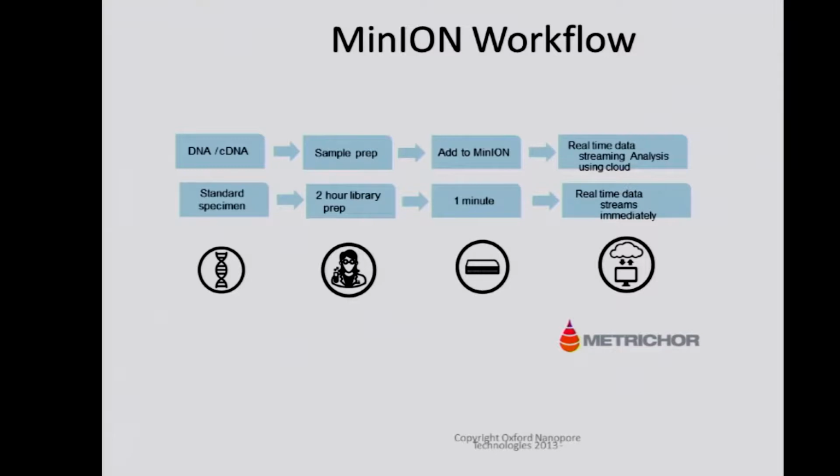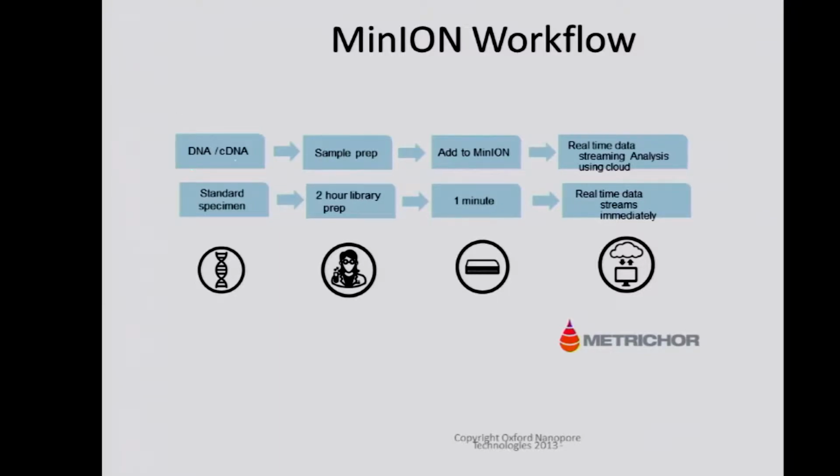So how do we do things? What do we do? This is the workflow for how to do MinION sequencing. You start with DNA or cDNA. There actually is an approach that uses DNA-RNA hybrids. In my hands, it hasn't worked very well. Maybe you guys can make it work better.